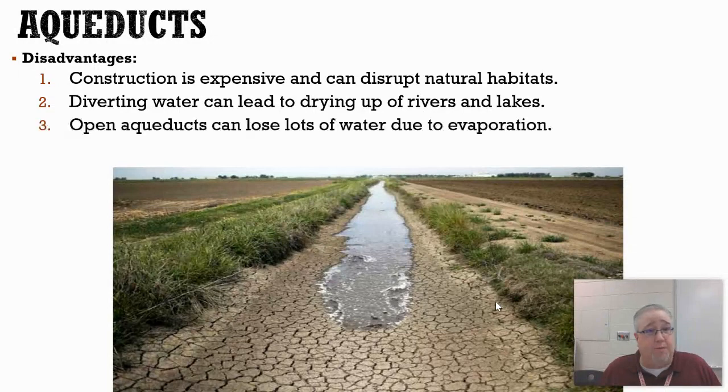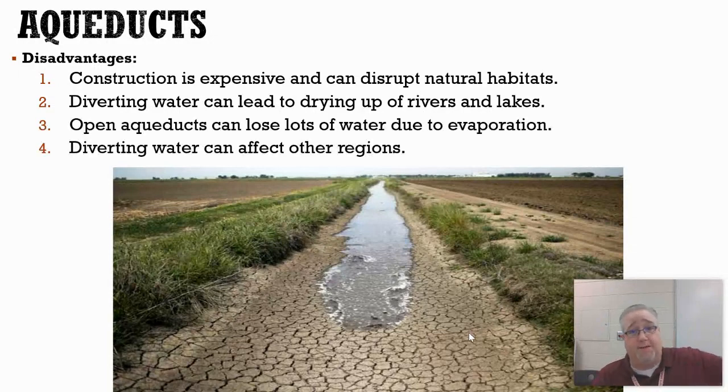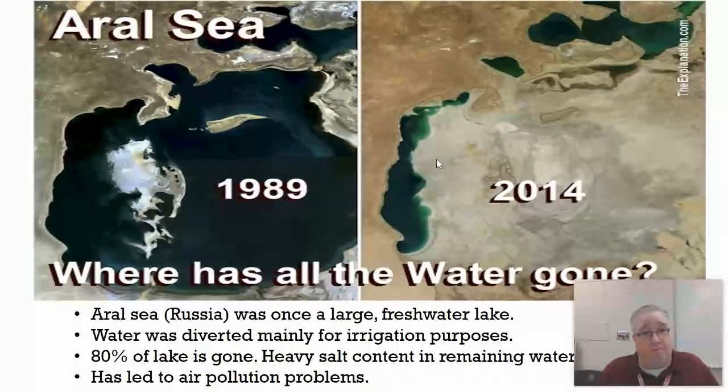So some issues with aqueducts. Construction's pretty expensive. Disrupts natural habitats. Anytime we move water from one area to another, that can lead to the drying up of rivers and drying up of lakes because we're diverting it, we're moving it to an area where it normally doesn't move to. If aqueducts are open, exposed to the elements, they can lose a lot of water to evaporation, so that wouldn't be very efficient. And also, diverting water can affect other regions, which we'll talk about more in a couple of minutes.